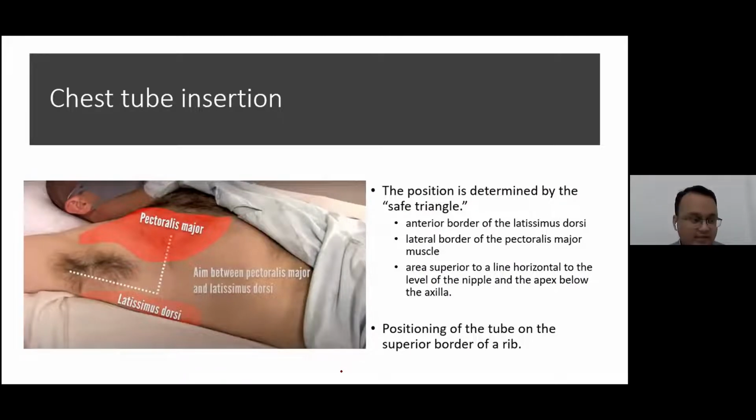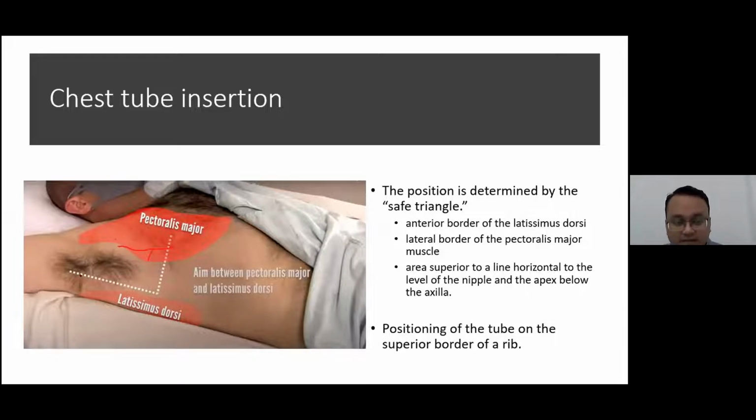I think this is the last one regarding the chest wall, in which I'm just showing you what is usually referred to as the safe triangle. To insert the needle when you're performing a chest tube procedure, for example, it is advised to do it anterior to the latissimus dorsi, and then lateral to the pectoralis major. The pectoralis major will be here, so you go lateral to that, all right?